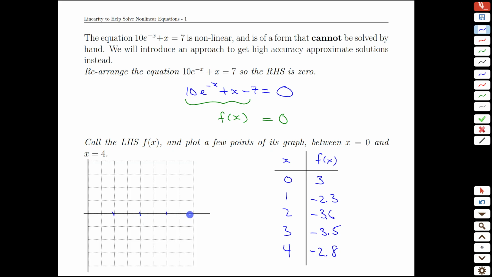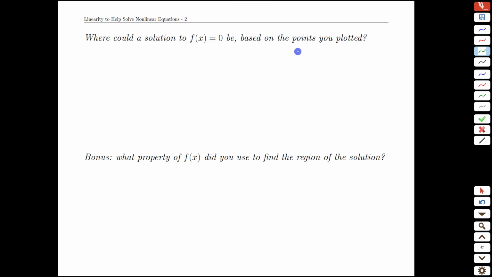If we sketch that out, put the scale here, we see that at the origin we have a nice point at 3, or x equals 0. Then we go negative. Then we go negative even further, about 3.6. And then we stay negative, and negative 2.8 would be about here. So with that, we can interpolate a little bit and even sketch out the graph like so. That is the graph of f of x, which is equal to 10 e to the negative x plus x minus 7.